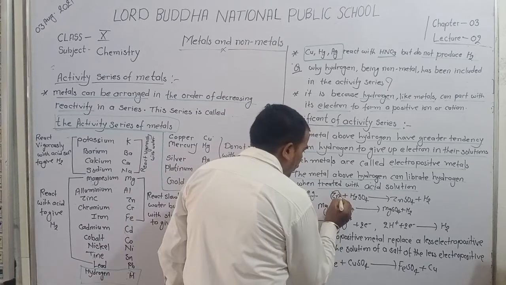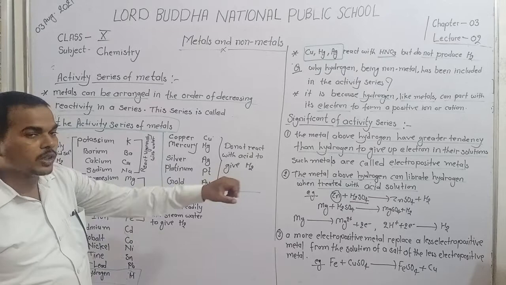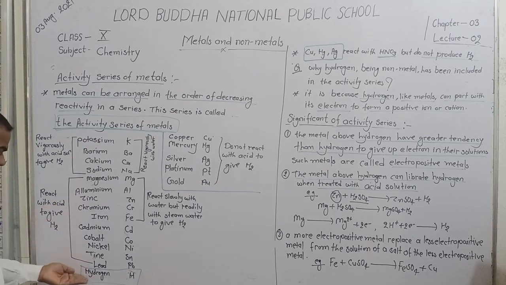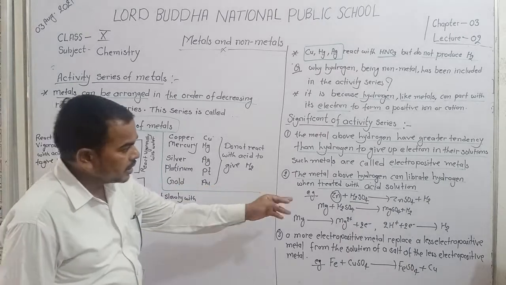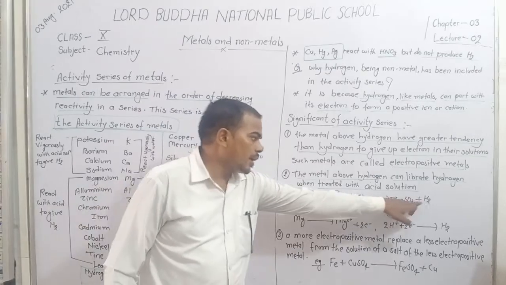Zinc metal will react with acidic solution. When we place zinc metal in acidic solution, you know that zinc is placed in the activity series above hydrogen. So we say that the activity of zinc is greater than hydrogen, or the electropositivity of zinc is greater than hydrogen. So it releases hydrogen gas in the acidic solution. For example, zinc when reacting with sulfuric acid gives hydrogen gas.